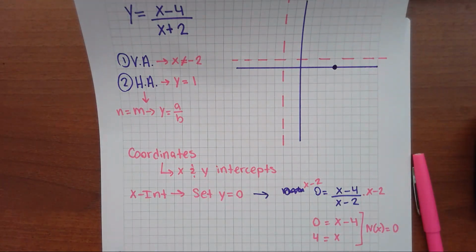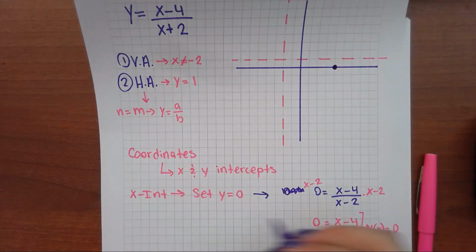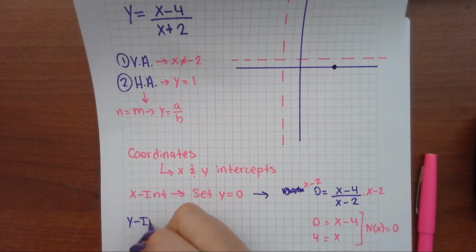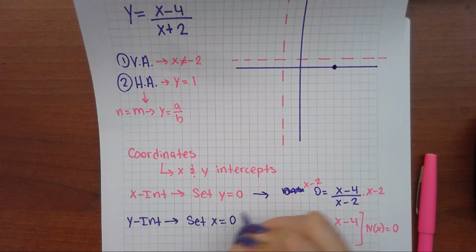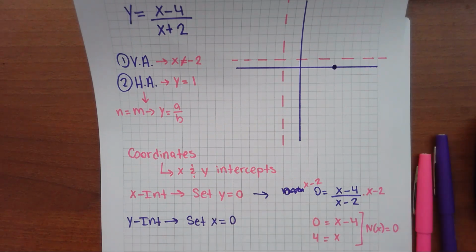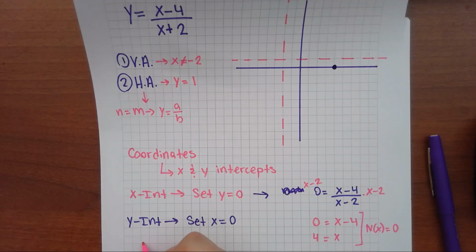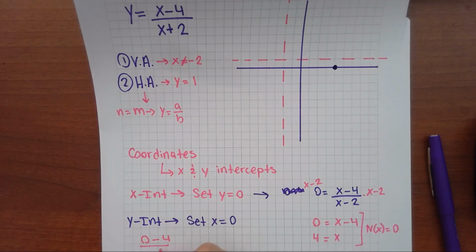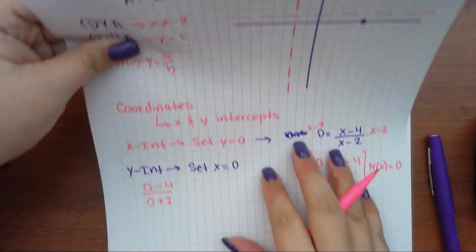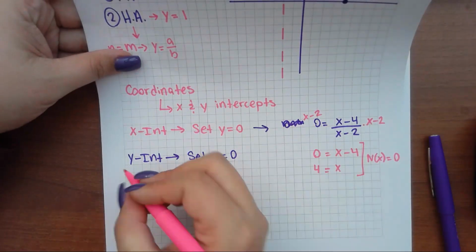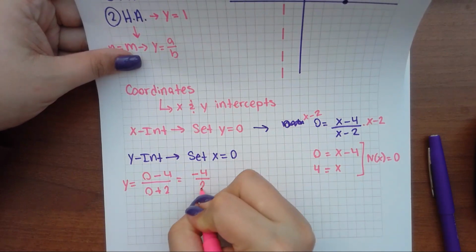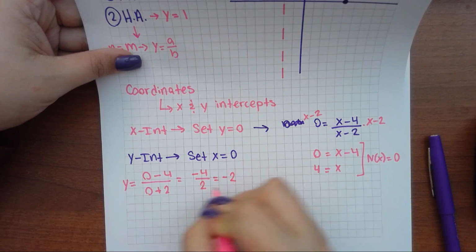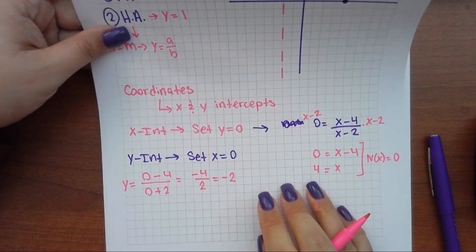Now we need to find our y-intercept. So your y-intercept is going to be found by setting x equal to 0. That's what I tried to do earlier. So if I set x equal to 0, I'll do this underneath, I have 0 minus 4 divided by 0 plus 2. So this will be my y-intercept. So I have negative 4 over 2, which equals negative 2. So at negative 2 for y, I have another coordinate.